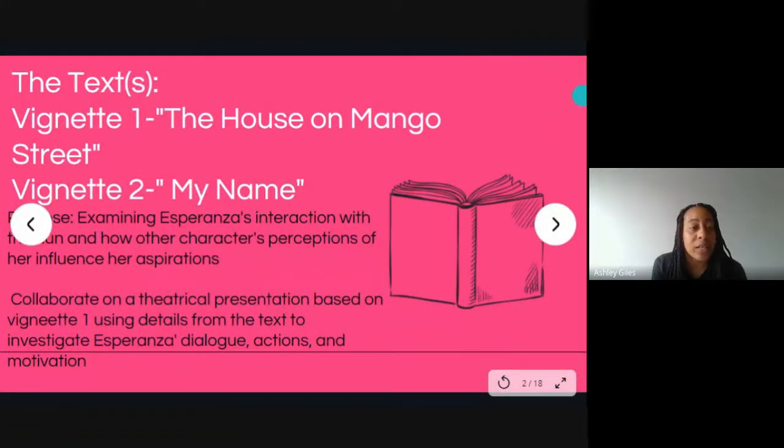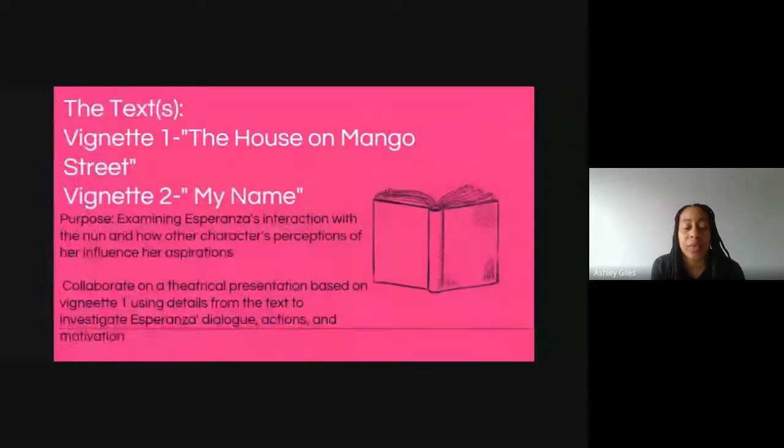For Lesson 3, we're going to be focusing on two texts which we've already read. Students will be going back, rereading Vignette 1, The House on Mango Street, and revisiting Vignette 2, titled My Name. The purpose is students are going to be examining Esperanza's interactions with the nun and how other characters' perspectives of her influence her aspirations. So, how other characters perceive her influences her aspirations.